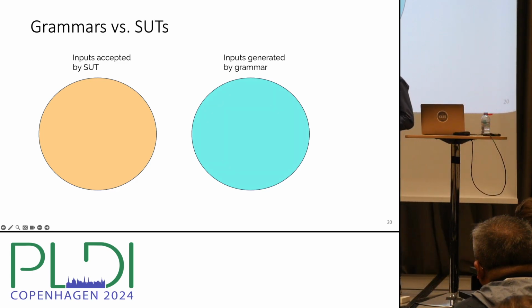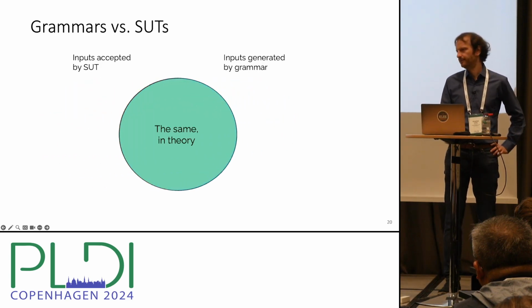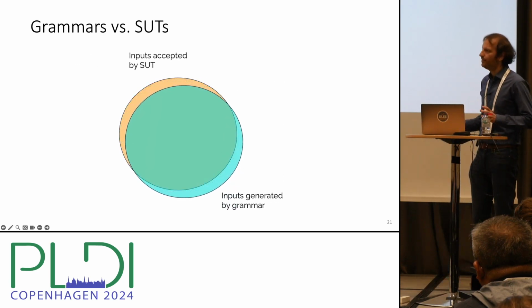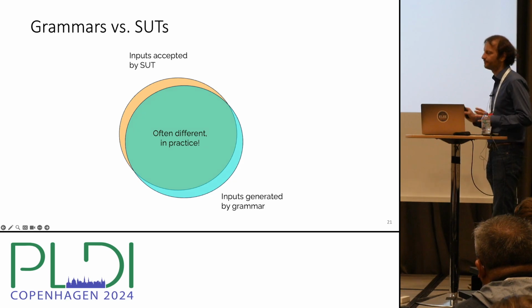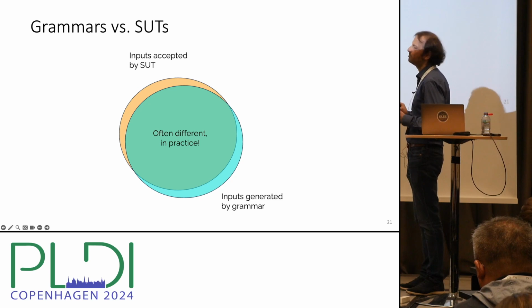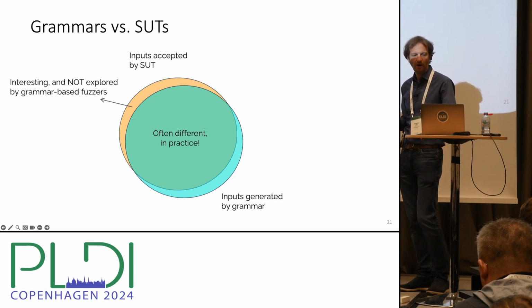Well, let's first consider the inputs accepted by the SUT, right? The SUT stands for System Under Test. And the inputs generated by the grammar. In theory, these are the same, right? Now, in practice, things are a bit more subtle, okay? These two actually differ in practice, okay? So what are the implications of this?